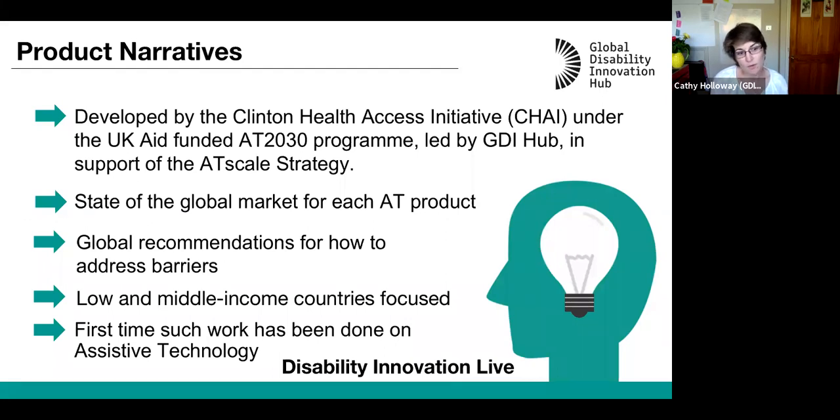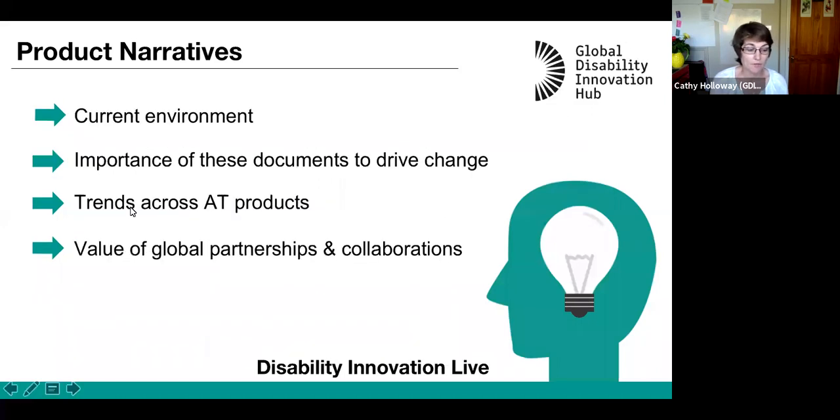And it's the first time that we've all partnered together. So we've drawn together technical assistance, and GDI Hub had some of it. We've also brought in partners like London School of Hygiene and Tropical Medicine. Actually, I was looking through the attendee list, and lots of you have helped make these documents, so thank you. And it's the first time it's been done on assistive technology.